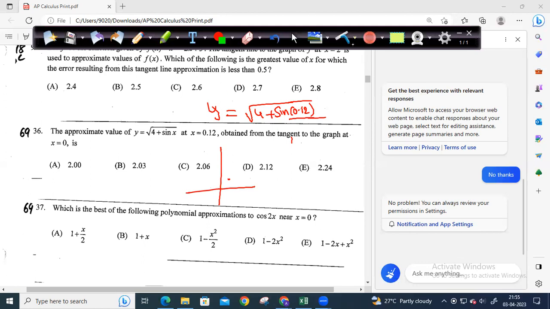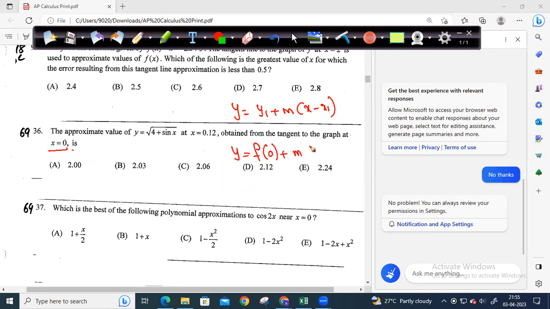So we just learned: y − y1 = m(x − x1), or y = y1 + m(x − x1). That is what we have learned, right? So what is the point where I need to find the tangent? At x = 0. So y = y1, meaning f(x) = f(0) + m(x − 0). Now I need to find the slope at x = 0. What is f(0)? f(0) is the square root of 4, which is 2, plus I need to find f'(x).